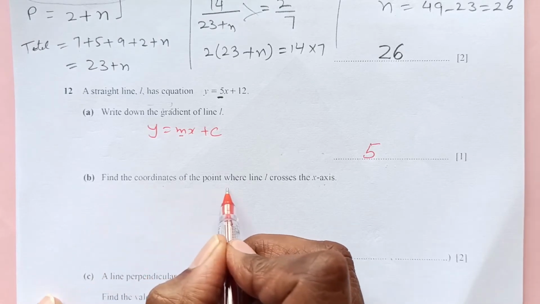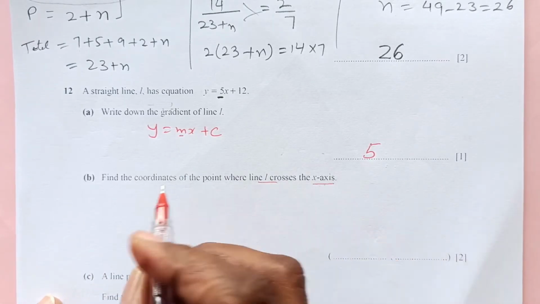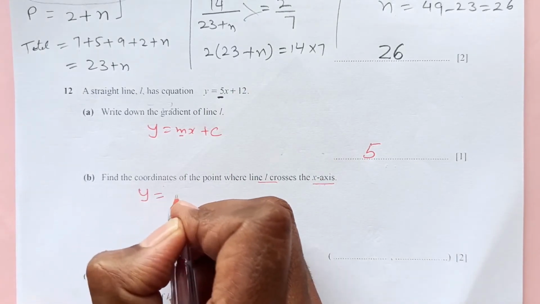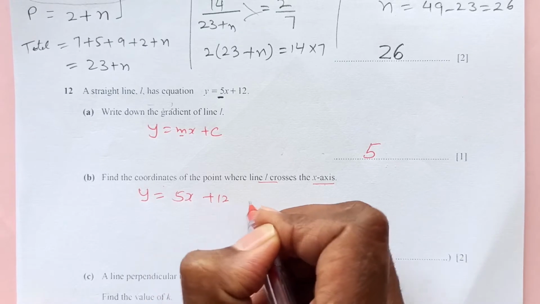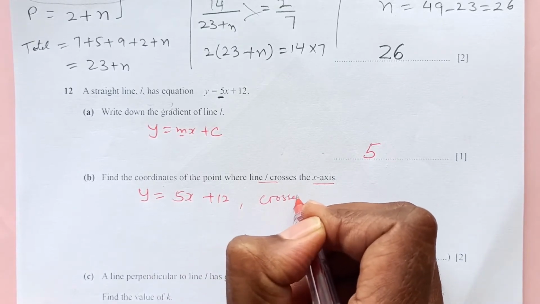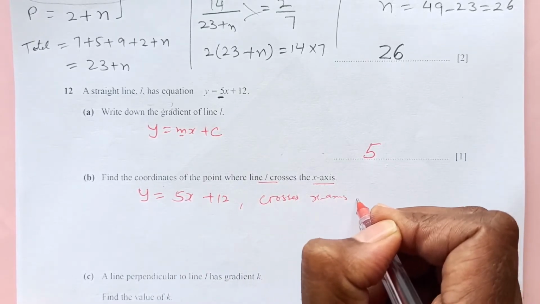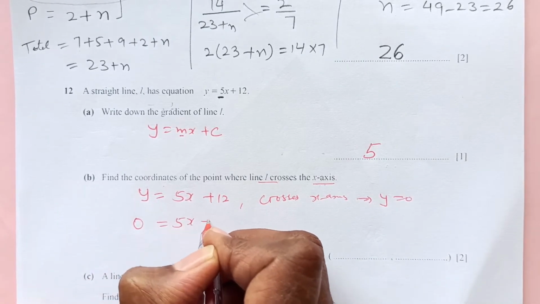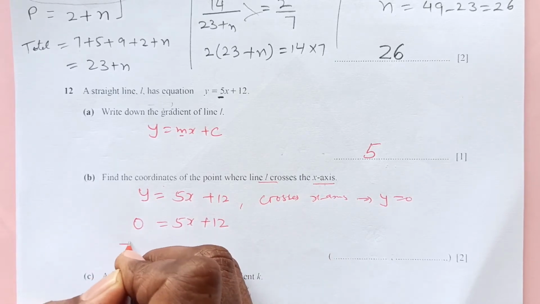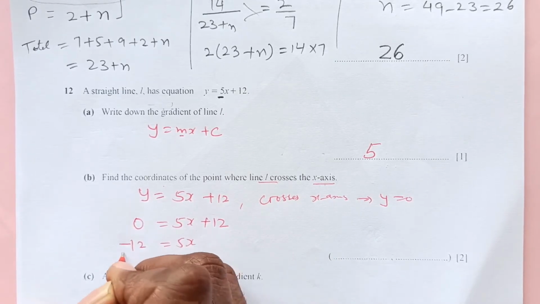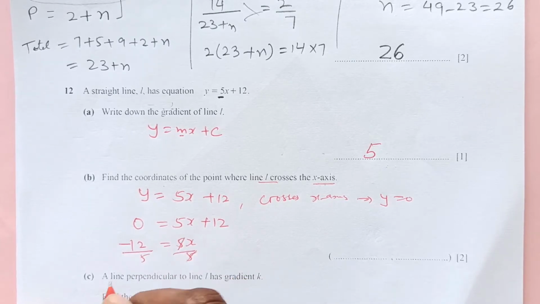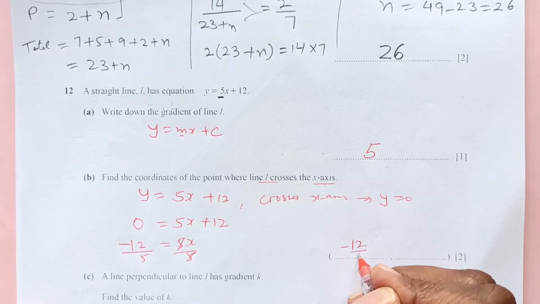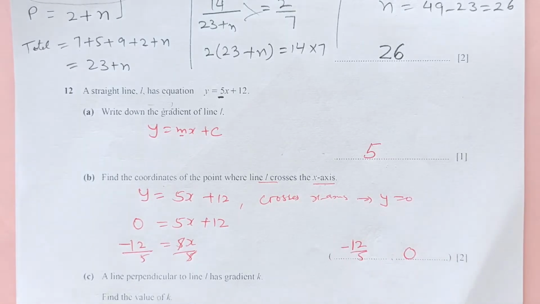Now find the coordinates of the point where line L crosses the x-axis. So this is line L and it crosses the x-axis, so that means y is equal to 0. Substitute y equals 0 here: 0 equals 5x plus 12, so negative 12 equals 5x. Divide by 5. So we will have the coordinates negative 12 over 5 and 0.